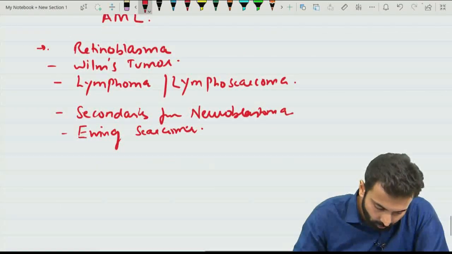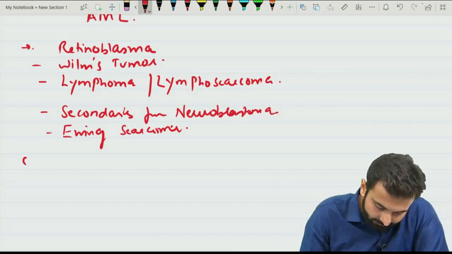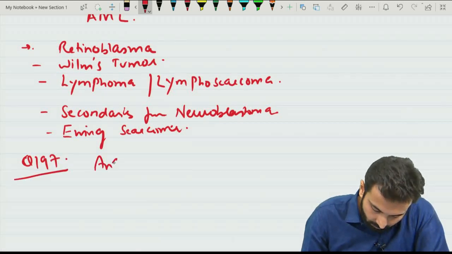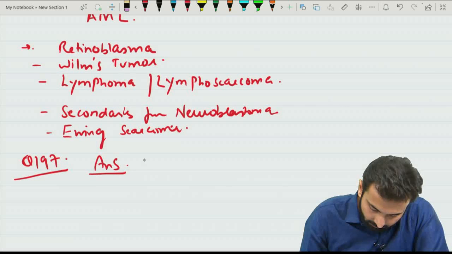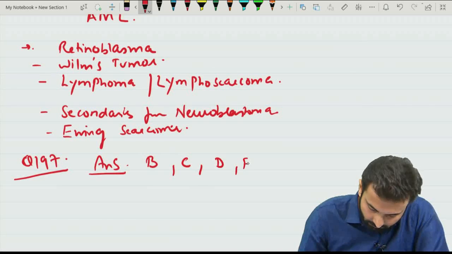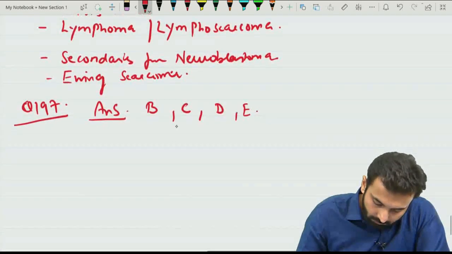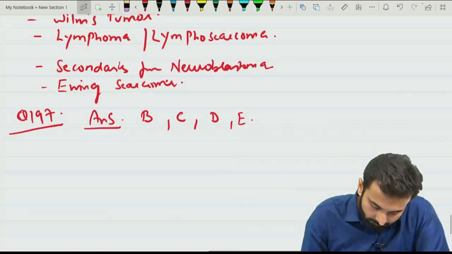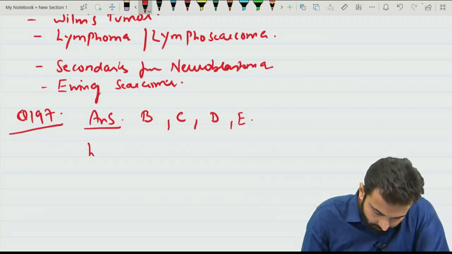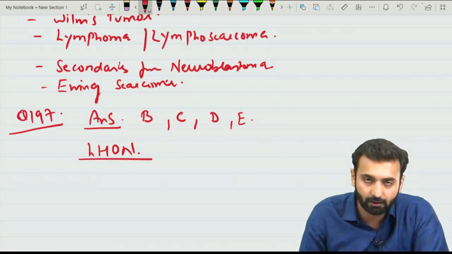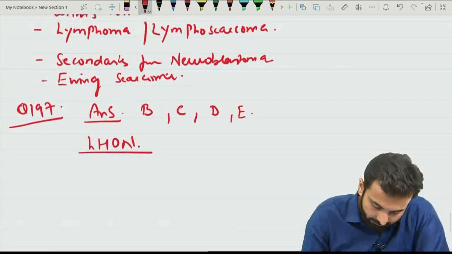So the answers to question 197 are option B, C, D, and E. Let us discuss briefly Leber's hereditary optic neuropathy, called LHON.